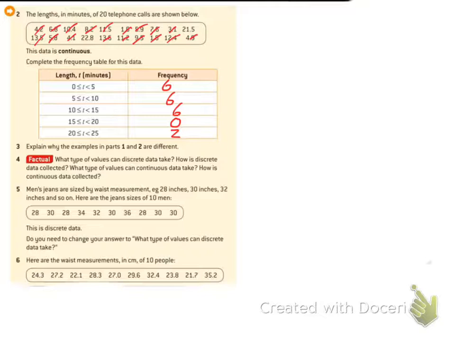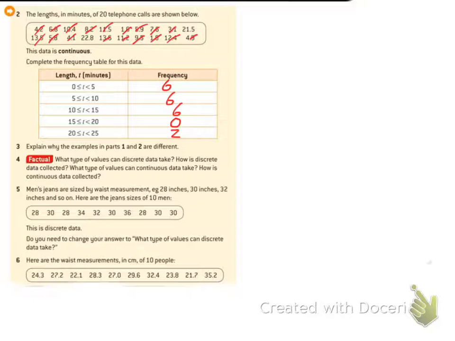So talking about that jeans idea, men's jeans are sized by the waist measurement: 28 inches, 30 inches, 32 inches, and so on. This is discrete data. It asks, do you need to change your answer to what type of values can discrete data take? I don't think so. I think we talked about the fact that it is a number. My pant size is a 28 or it's a 30.